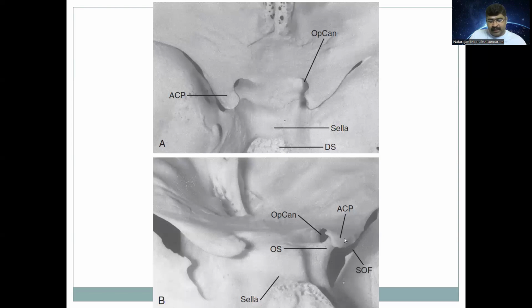Actually, the anterior clinoid process forms a bony roof for the superior orbital fissure. And the optic strut is a funnel-shaped or triangular bony expansion from the anterior clinoid process, which connects the lesser wing of the sphenoid to the body of the sphenoid. And it also separates the superior orbital fissure and the optic canal.